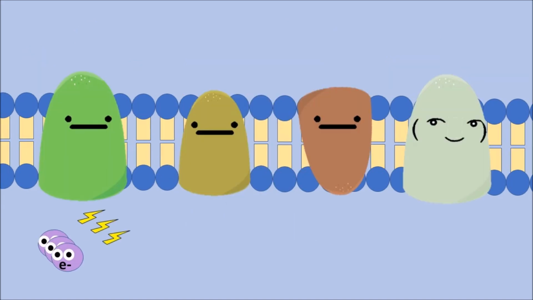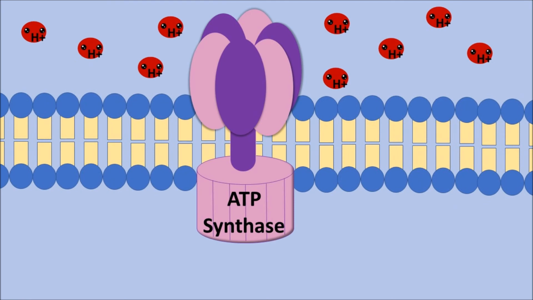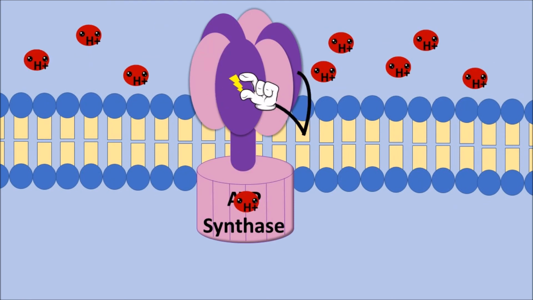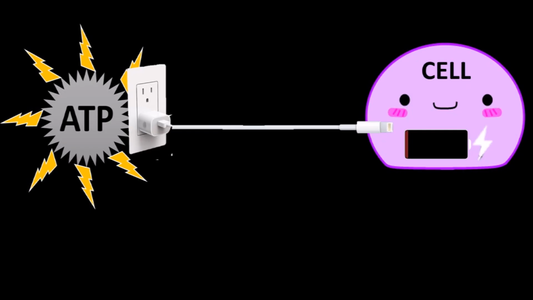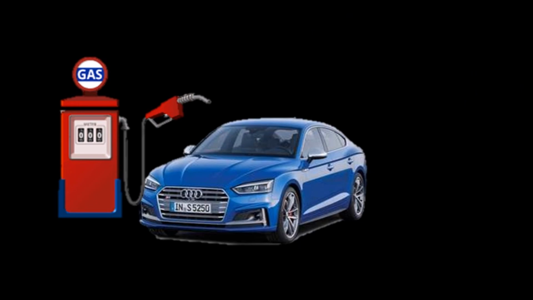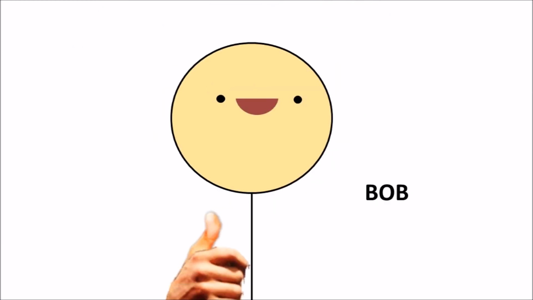Let's review! The electron transport chain is a series of complexes that uses electron energy to pump protons across the inner membrane. ATP synthase then lets protons flow back across, using the protons' kinetic energy to make ATP. ATP powers your body's cells, just like how gas powers cars. The body can use ATP for all sorts of functions, from cellular respiration to moving Bob's hand in a big thumbs up.